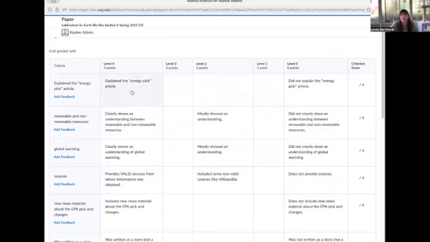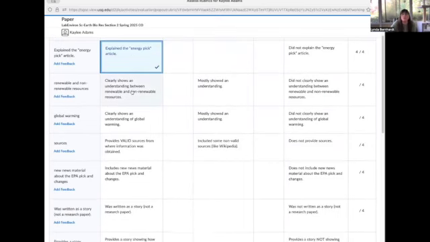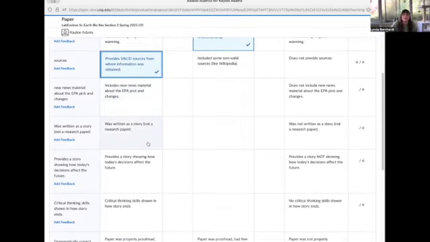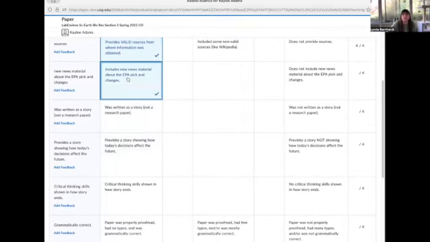all or nothing. So say that you explained the energy pick article. There you go. Renewable and non-renewable. Say that you made an effort, but it wasn't showing that you 100% understood it. Same thing for global warming. You just kind of ballparked it. Sources, let's say that you did a great job with your sources. You included new material, but you didn't really make it a story.